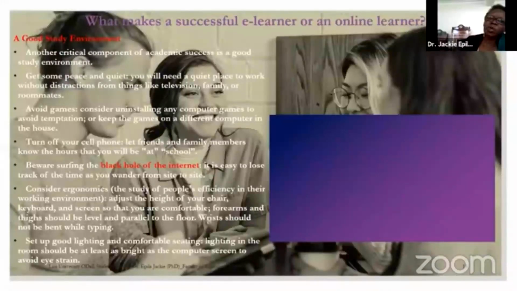And the next is a good study environment. Now, another critical component for academic success is your study environment. Get some peace and quiet. You will need a quiet place without distraction from things like the television, family, roommates, even gossiping. Avoid games. Consider uninstalling any computer games to avoid temptation, or keep the games on a different computer.